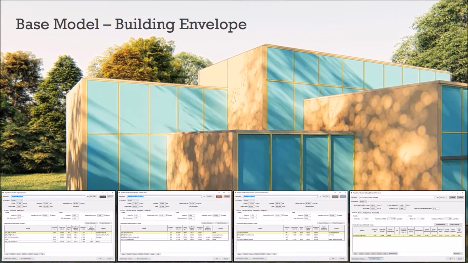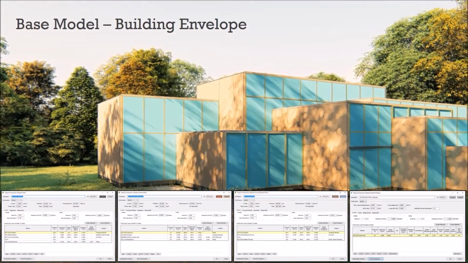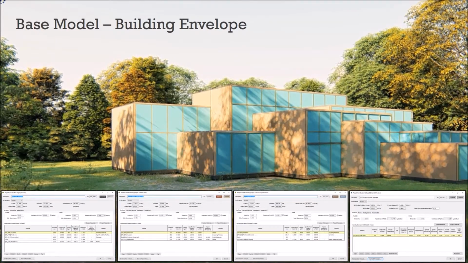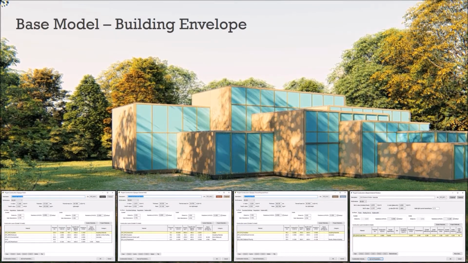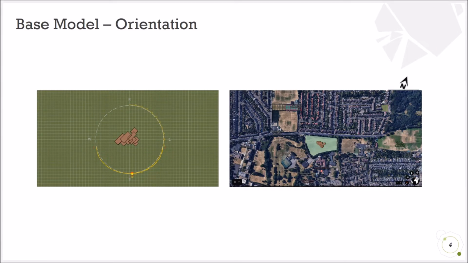The envelope of the base model has typical and standard construction properties with external wall U value of 0.29, 0.22 for the floor, 0.18 for the roof, with single glazing external windows. And the base model is placed in a straight line on site facing the southeast.